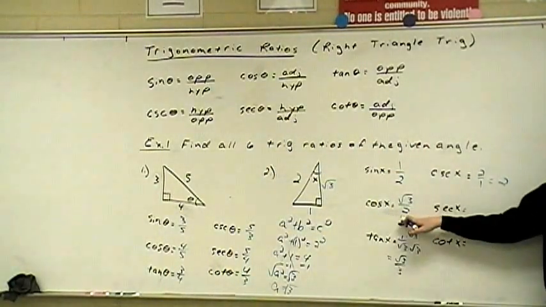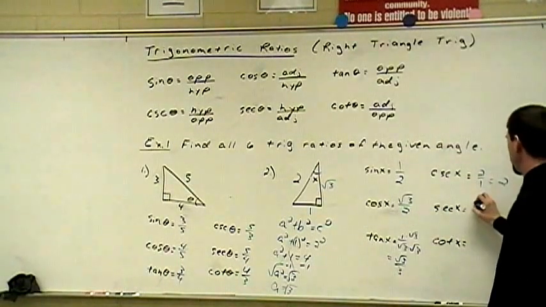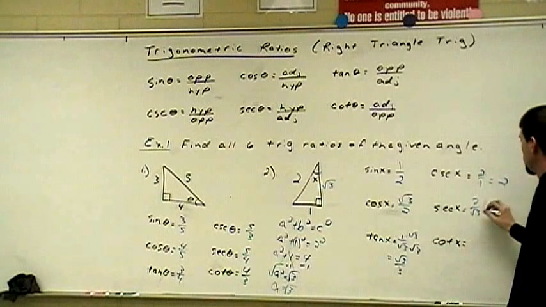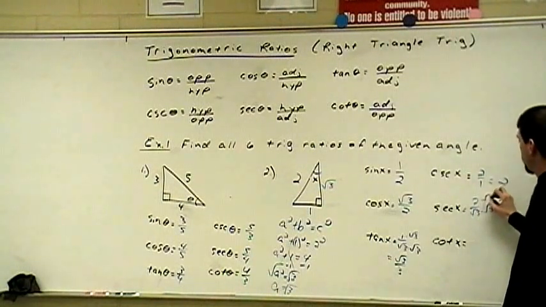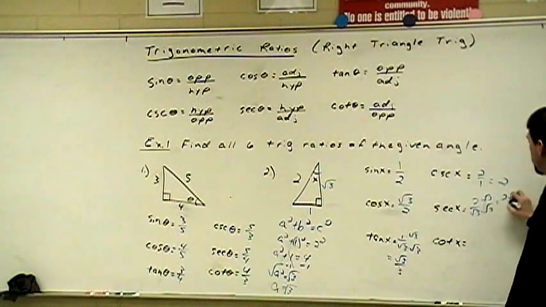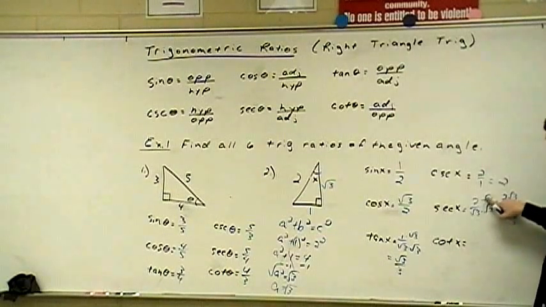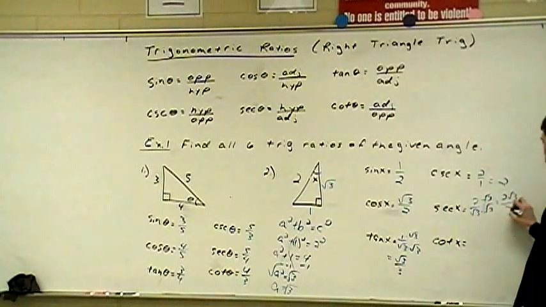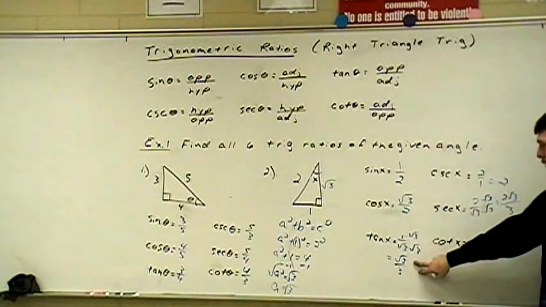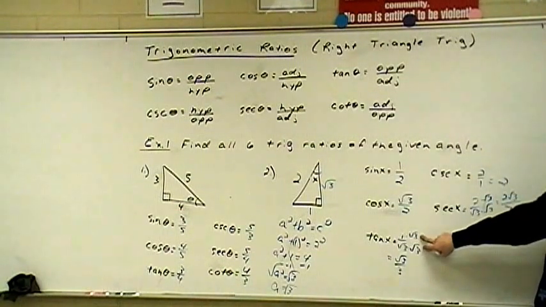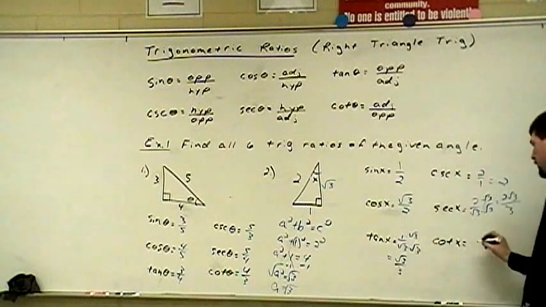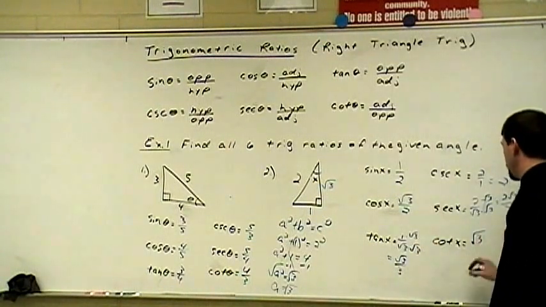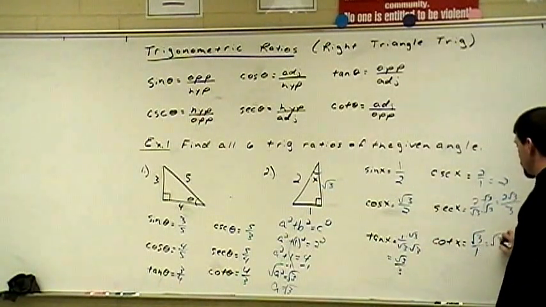The reciprocal of square root of 3 over 2 is going to be 2 over square root of 3. Again, we rationalize. Square root of 3 times square root of 3 gives me 2 square root of 3 over square root of 9, which is 3. And then the reciprocal, let's go back to right before we rationalized. 1 over square root of 3, the reciprocal will be square root of 3 over 1. So just square root of 3.